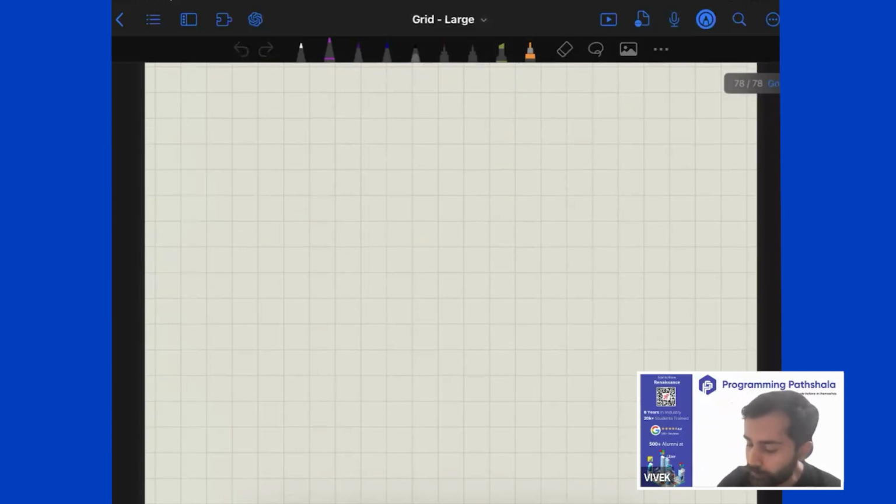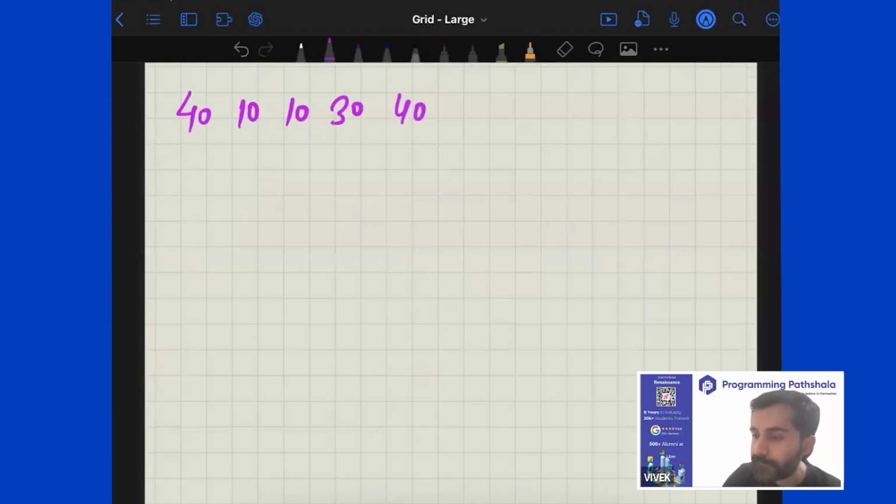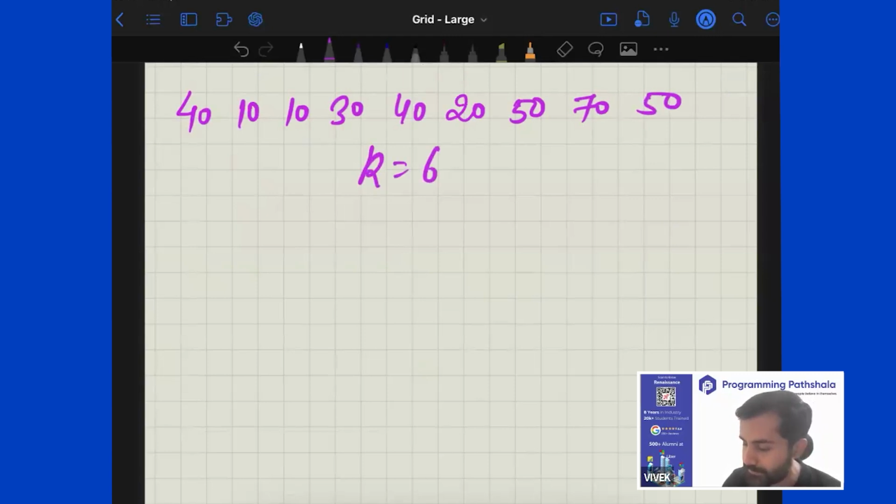talked. Okay, what was our initial array? It was 40, 10, 10, 30, 40, and then 20, 50, 70, and what else? 50. And the value of k was 6. Okay. Tell me one thing. Can you define a range, low and high? What can be the smallest value of my answer?